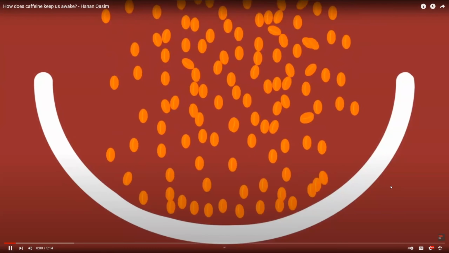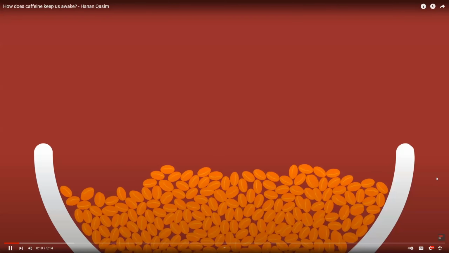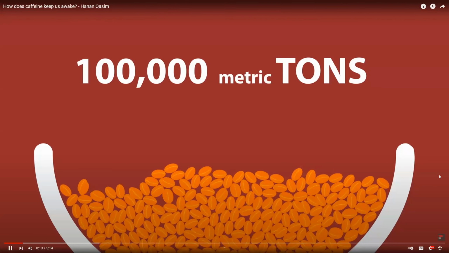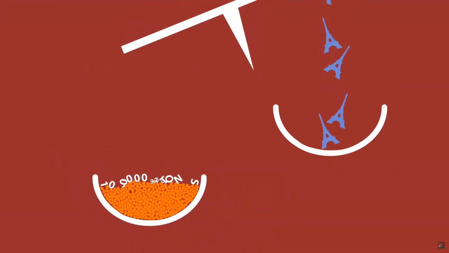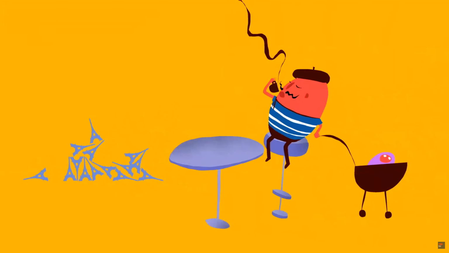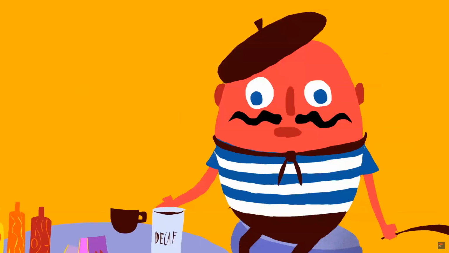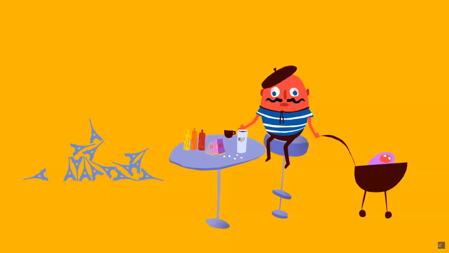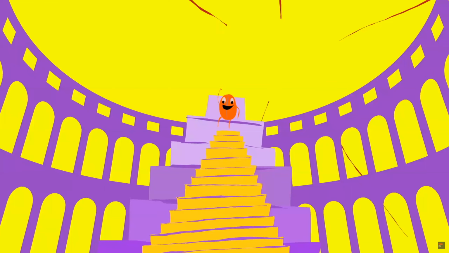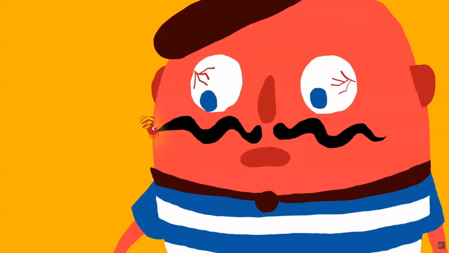Over 100,000 metric tons of caffeine are consumed around the world every year. That's equivalent to the weight of 14 Eiffel Towers. Most of this caffeine is consumed in coffee and tea, but it's also ingested in some sodas, chocolate, caffeine pills, and even beverages labeled decaf. Caffeine helps us feel alert, focused, happy, and energetic, even if we haven't had enough sleep. But it can also raise our blood pressure and make us feel anxious. It's the world's most widely used drug. So how does it keep us awake?